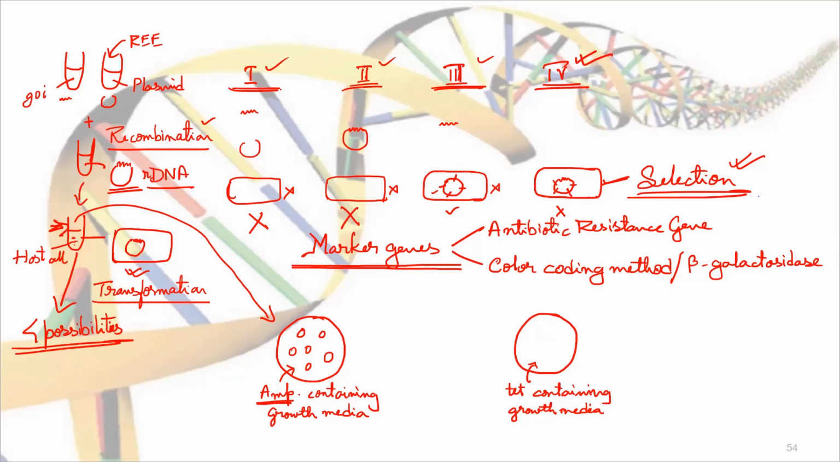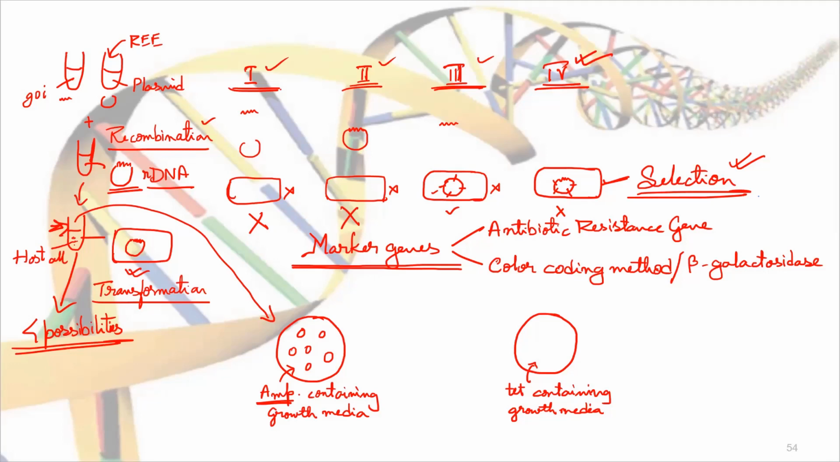Try to understand. Why is the third one able to grow? Because the third one has the plasmid where the tetracycline resistance gene is active. So the bacteria is tetracycline resistant. Fourth one, the tetracycline resistance gene is inactive. So the bacteria is susceptible to tetracycline. It is not resistant to tetracycline.